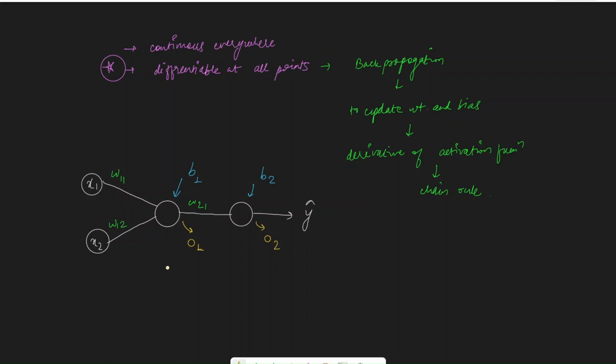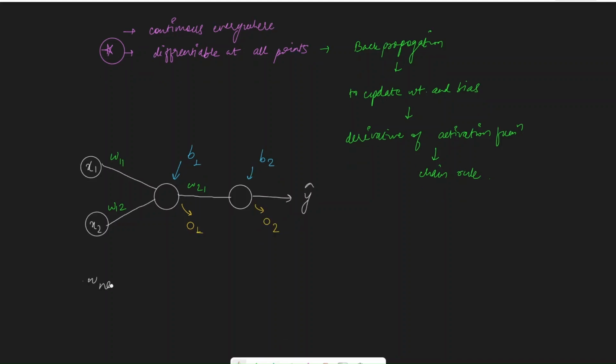Now when we have to update weights or biases, then the formula is W new is equal to W old minus eta, which is the learning rate, times the derivative of the loss function with respect to W old. Now taking this W11 as an example, suppose that we had to update W11.